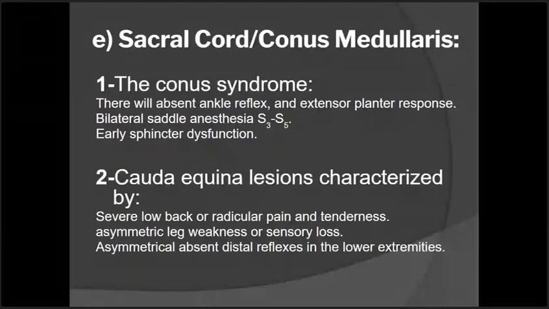Cauda equina, which is radiculopathy rather than spinal cord, has something different. The hallmark of radiculopathy is pain, and radicular pain is severe. So it's definitely differentiated from spinal cord lesion by radicular pain, which is agonizing pain. In cauda equina, which is a root lesion, there is asymmetrical leg weakness or sensory loss, and due to motor involvement, it will also be asymmetrical.